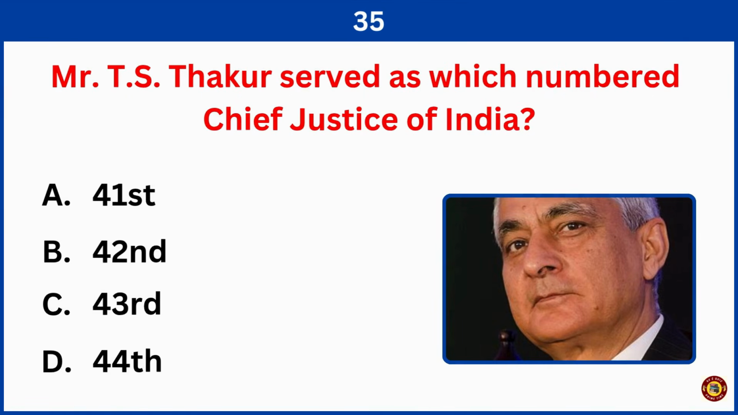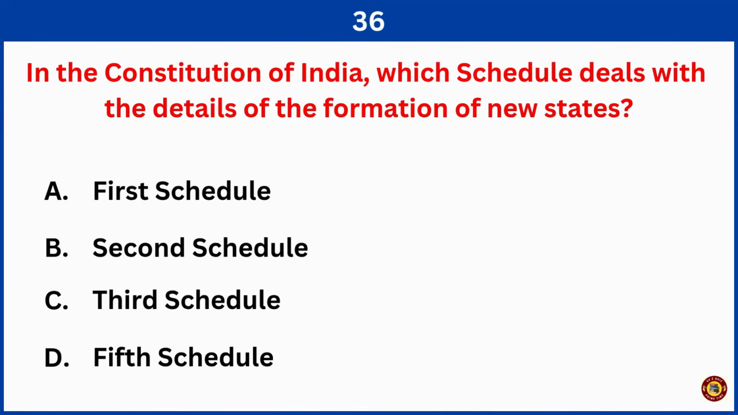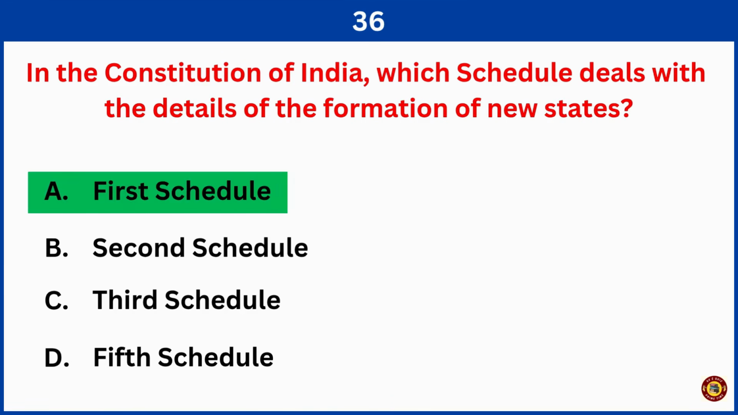Mr. T.S. Thakur served as which numbered Chief Justice of India? Right answer is option C, 43rd Chief Justice of India. In the Constitution of India, which schedule deals with the details of the formation of new states? Right answer is option A, first schedule.